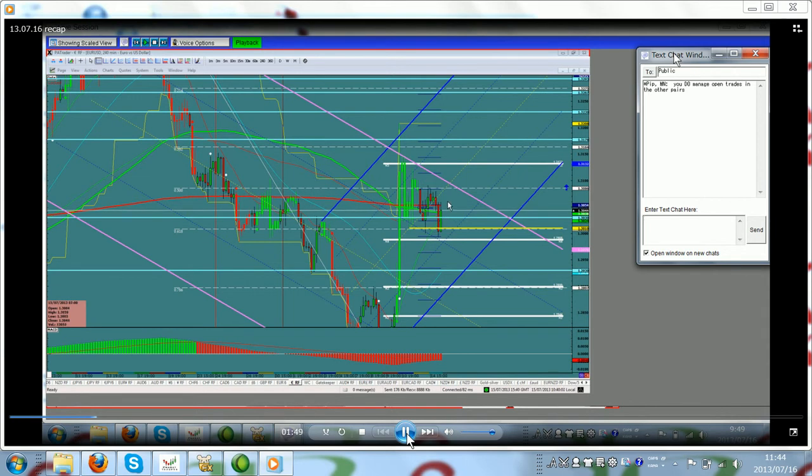And the black boxes are nanosecond trades that are designed to take the stops.